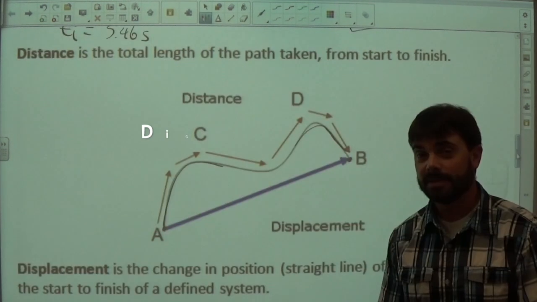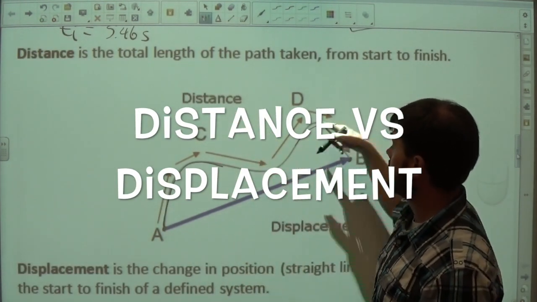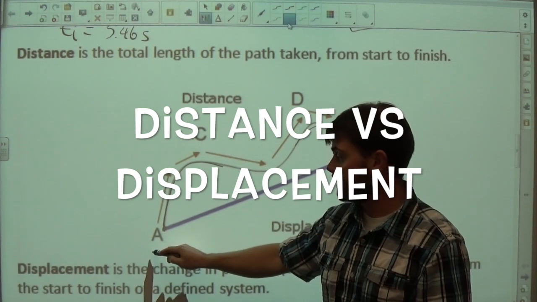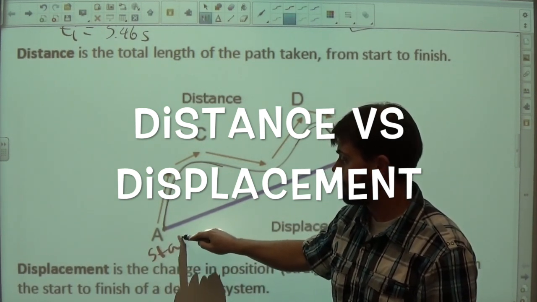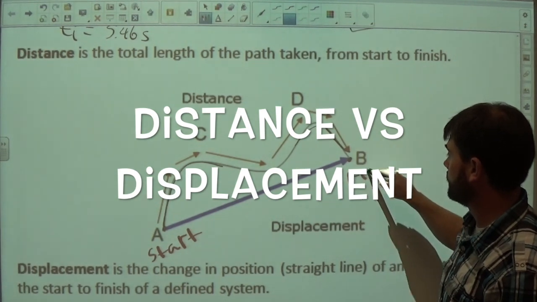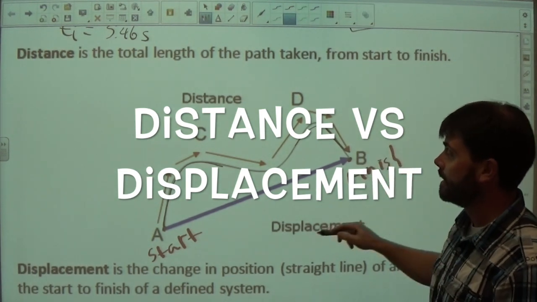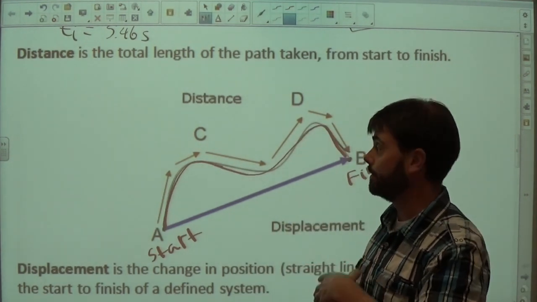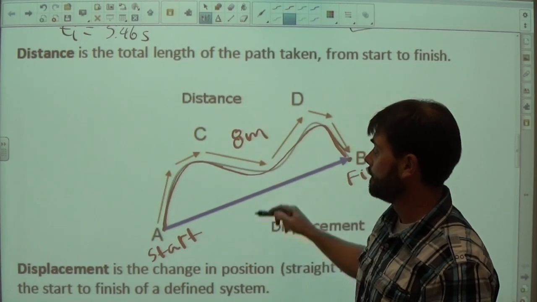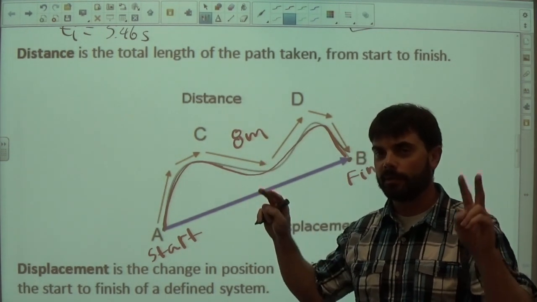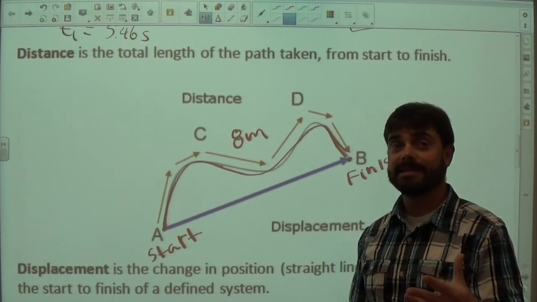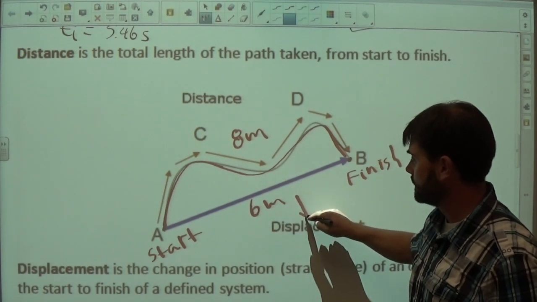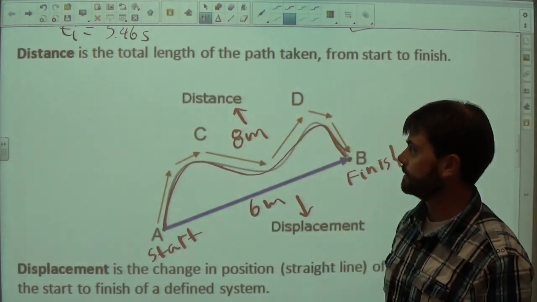Pretty straightforward. Basically put, distance is the length of the path traveled and displacement is the straight line distance between the two. If our start point is position A and our finish point is position B, if I walked all the way down this path, not taking a straight path from A to B, maybe this is a distance of 8 meters, but from start to finish, if the distance as the crow flies, or straight line distance between the two, is only 6 meters, this is known as the displacement and this is known as the distance.